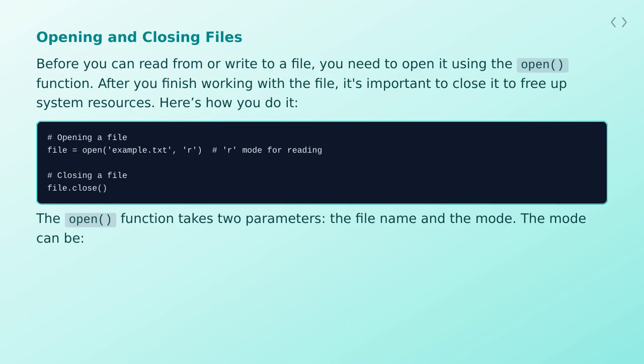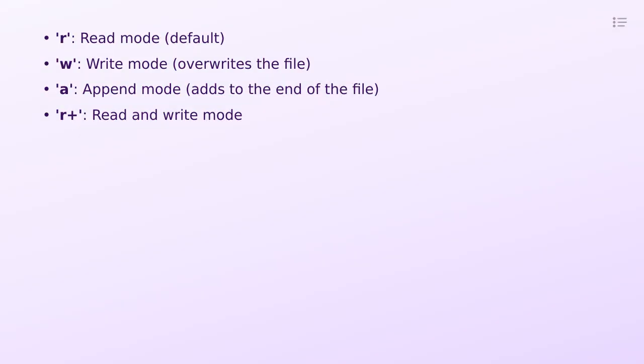The open function takes two parameters: the file name and the mode. The mode can be first, r, read mode, default. Also, w, write mode, overwrites the file. Also, a, append mode, adds to the end of the file. Finally, r+, read and write mode.